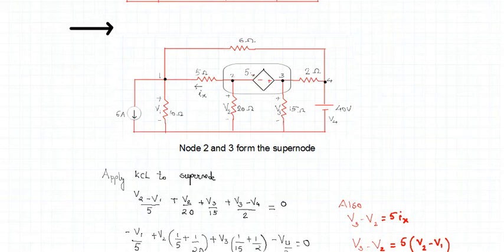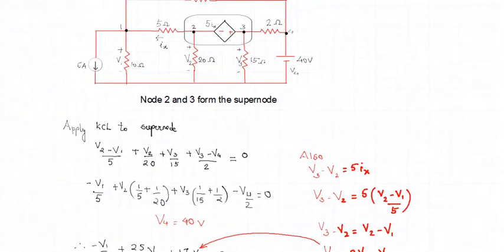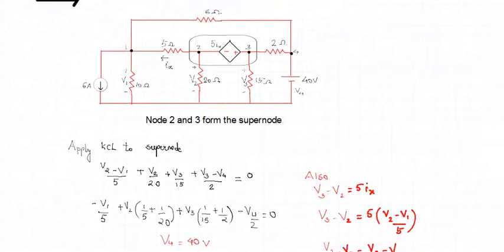Correct? Now I know what my Ix is. Where is the Ix current? Ix is the current which flows through this 5 ohm resistor. So how can you formulate the current Ix? Ix will be the potential difference between the two nodes, so (V2 minus V1) by 5 will be Ix. Looking at the direction of the flow of Ix, it will be V2 minus V1 by 5. So I know Ix is (V2 minus V1) by 5.